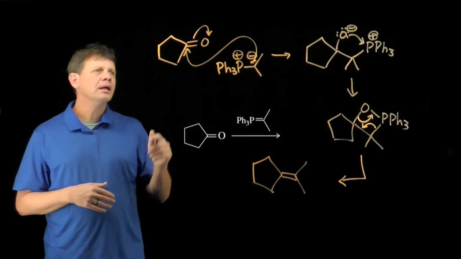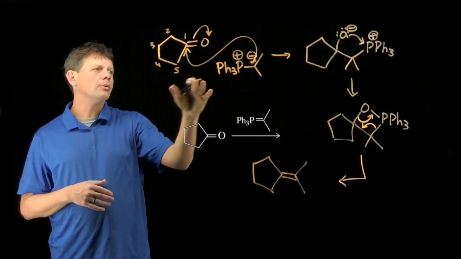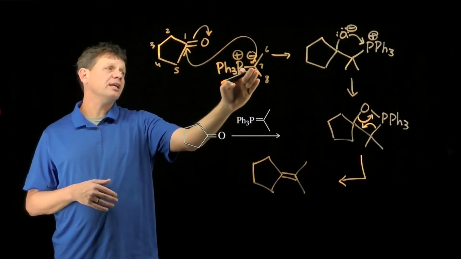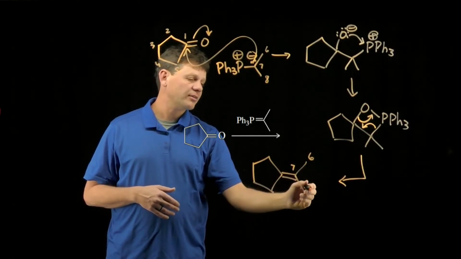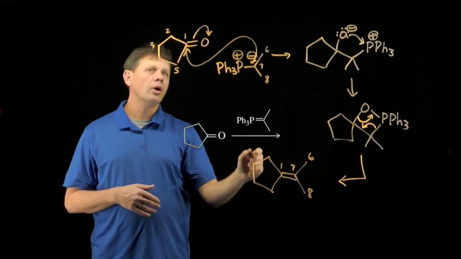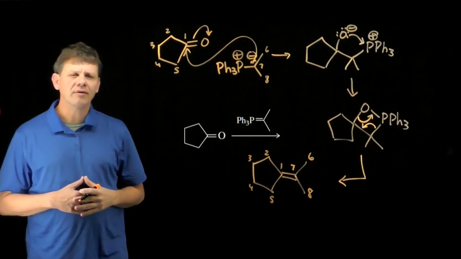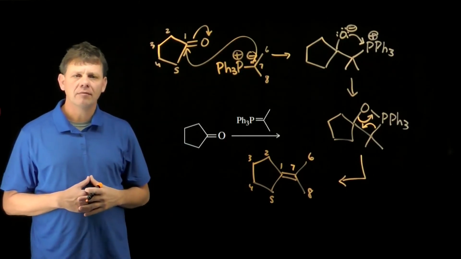As we always do, let's number our carbons to make sure we have the product correct. So 5-carbon ring, we'll call this carbon 6, 7, and 8. According to this scheme, we should be forming a bond between 7 and 1. So this is 7, 6, and 8. This was carbon 1, 2, 3, 4, 5. All of our numbering checks out. And so this is the alkene product of the Wittig reaction.